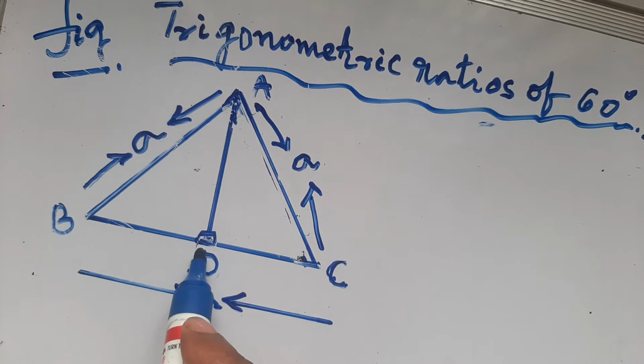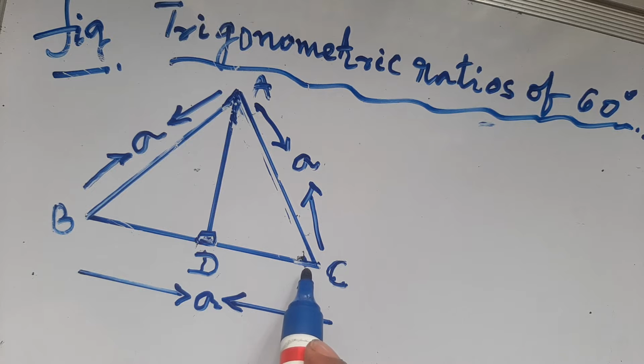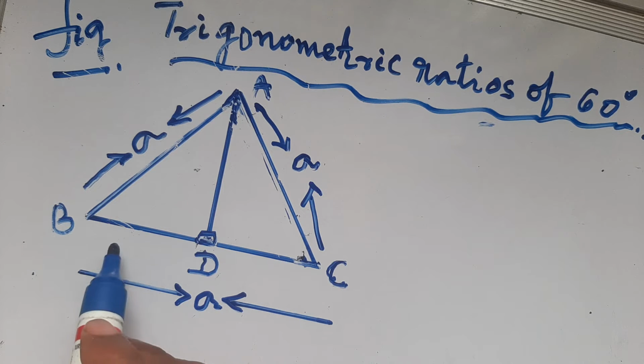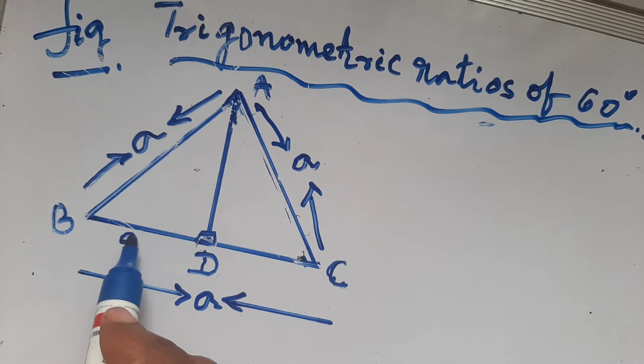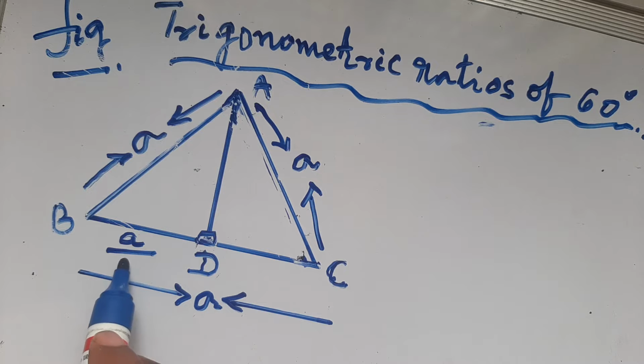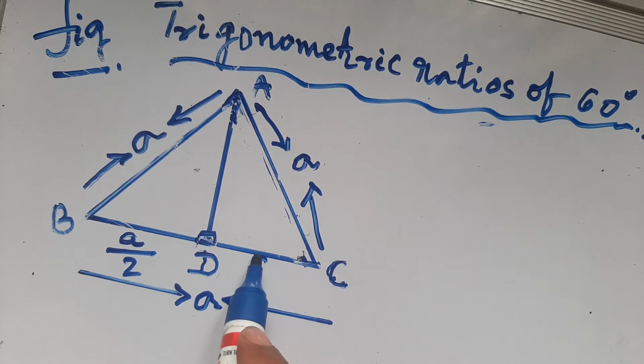BD plus DC, nothing but BC, it is equal to A, but BD is half of BC, that means we can write A by 2. This is A by 2, and here also you can write A by 2. A by 2 plus A by 2, it becomes A only, addition.